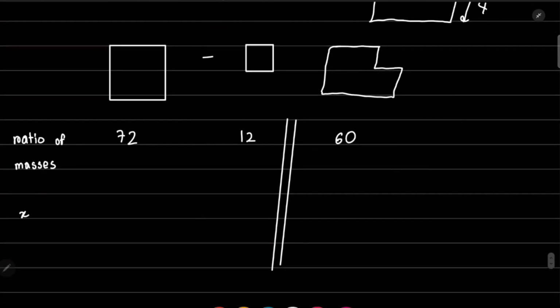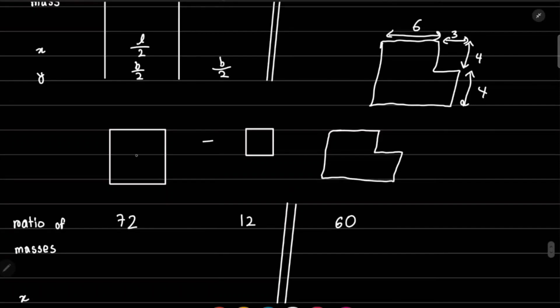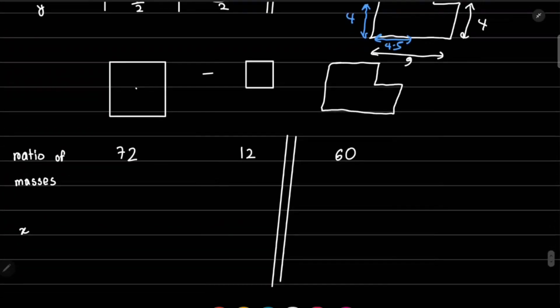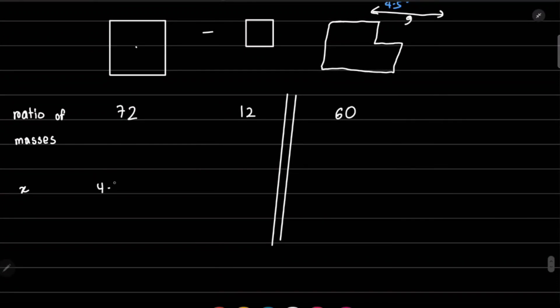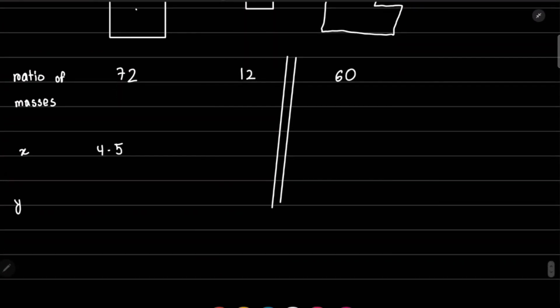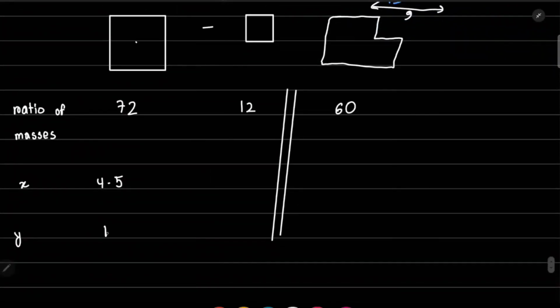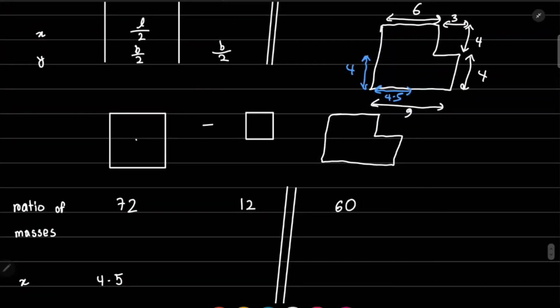Now for the x coordinates, the center of mass of this shape will be 6. This is 9, so the whole over here is 9, so halfway through it, so 4.5, and the total height is 8 meters, so we'll go halfway through it, so 4 meters over here. So the x coordinate of the center of mass of the larger rectangle is 4.5, and the y coordinate of that is 4.